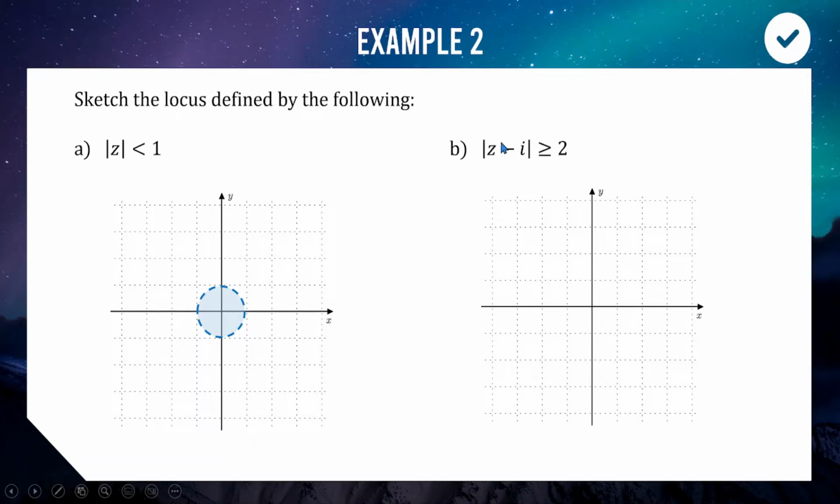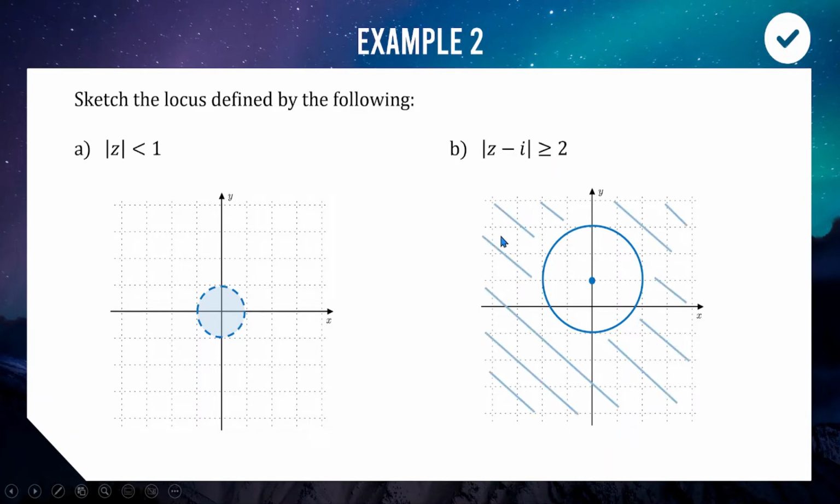Okay, over here we have the distance of any point from the point i is going to be greater than 2. So we'll start off by sketching the circle |z minus i| equal to 2. So there's our center at i. Our radius is 2. Okay, and we want to include every single point where the distance from the point to i is bigger than 2. That means we're going to be outside the circle, so we're sketching everywhere outside the circle.